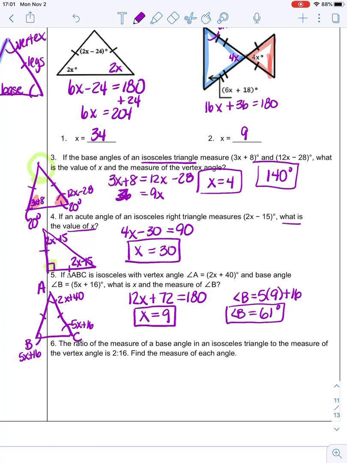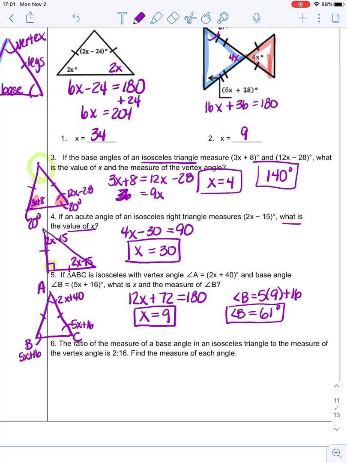So when you set it up, you have to decide, are the base angles equal to each other, or do all the angles add up to 180? Those are your two choices in all of these problems. Now, the ratio of the measure of a base angle of an isosceles triangle to the measure of the vertex angle is 2 to 16.